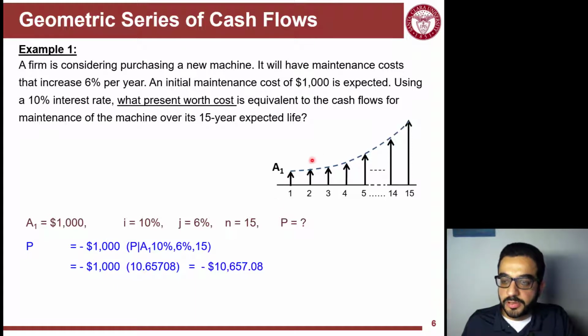I have it here. Probably this is not the correct cash flow. It should be the other way, flipped, negatives. So it's negative 1,000 times P given A1, 10%, 6%, and 15. We're lucky to have exactly this configuration of I and J and N. So we had it from the table to be 10.65708 multiplied by A1. This is the present worth of this cash flow.